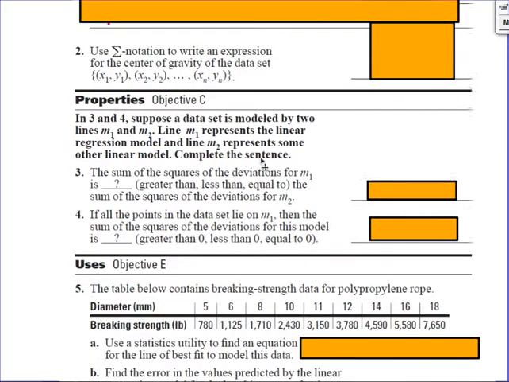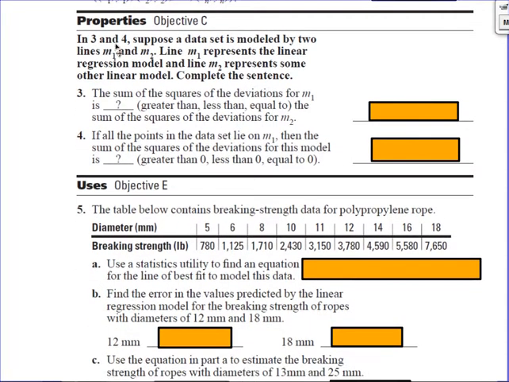Number 3. Try number 3 and 4. I'd like you to read that carefully and try and see what you get.